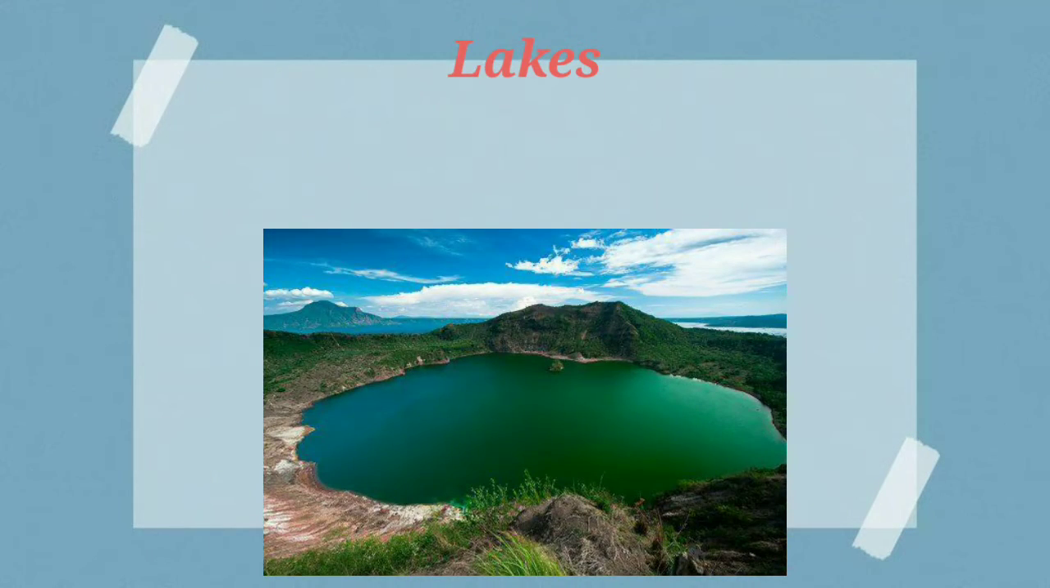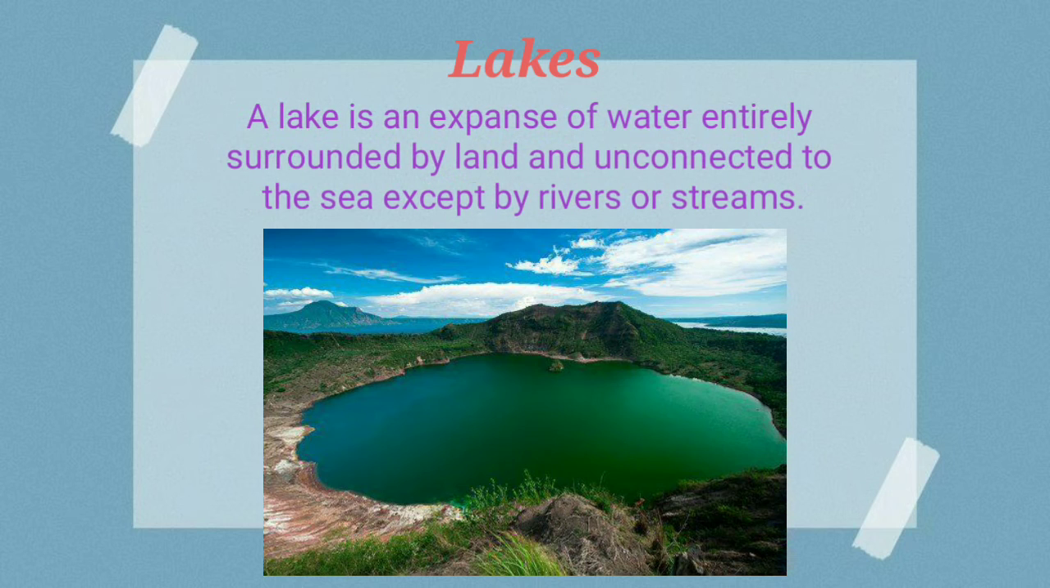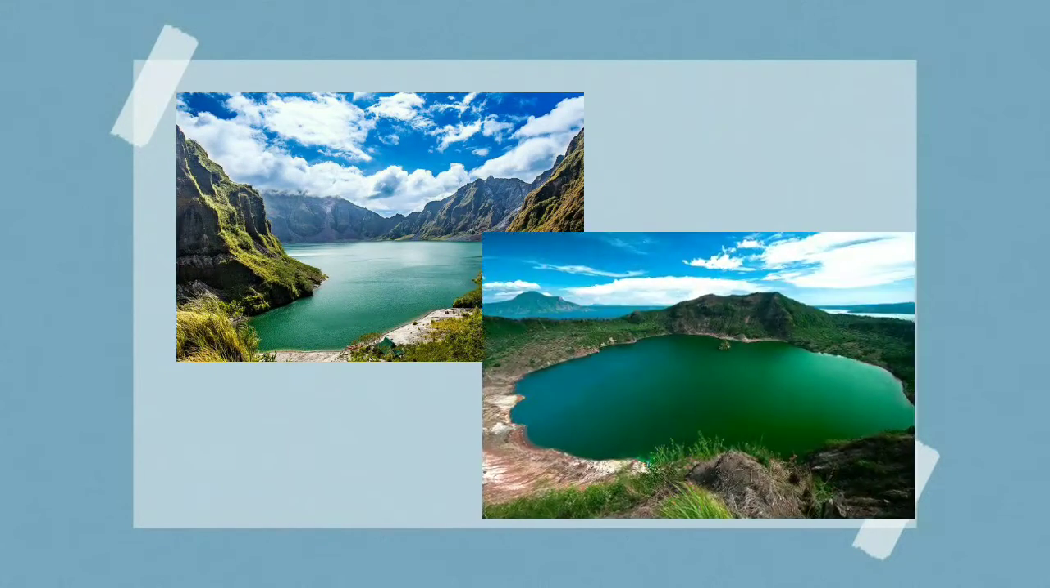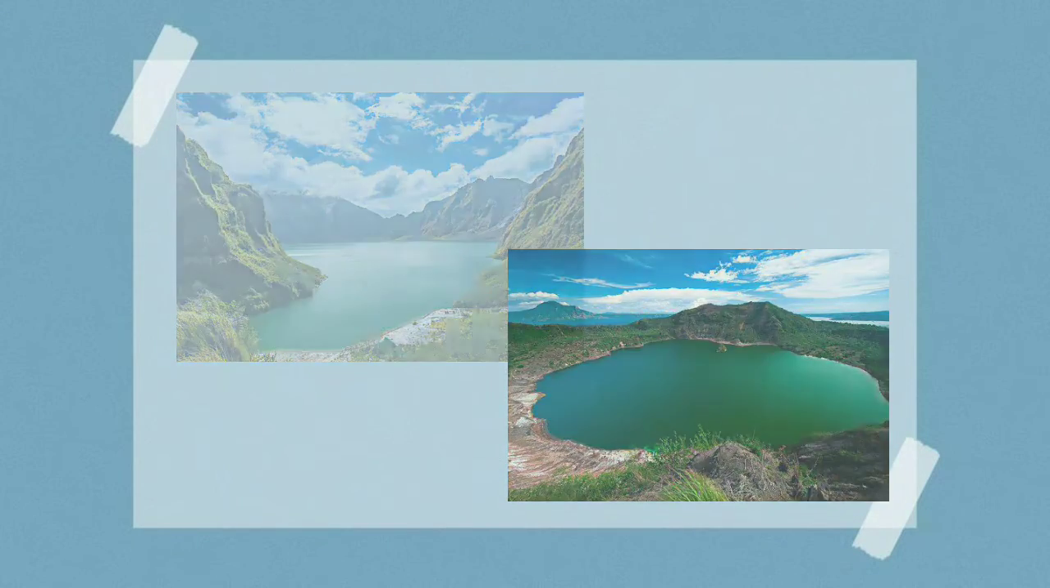Next, lakes. Look at the lakes. They look so peaceful from the air. A lake is an expanse of water entirely surrounded by land and unconnected to the sea except by rivers or streams. They serve as reservoirs or places where water is collected. We can find many types of fish in a lake.